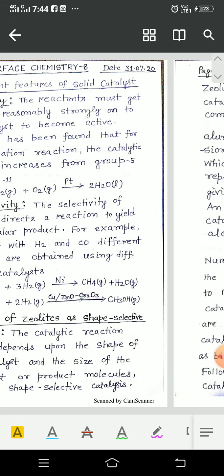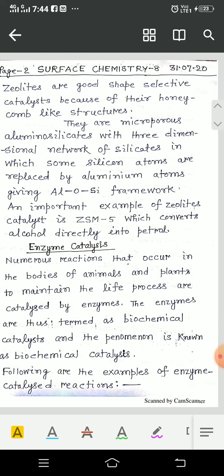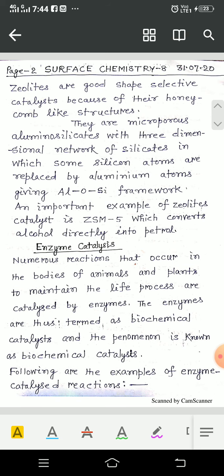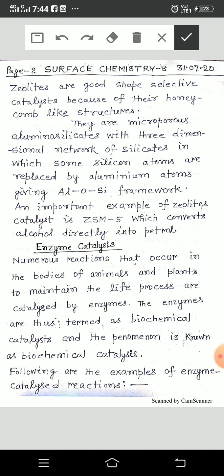Let us see on page number 2. Zeolites are good shape selective catalysts. This is the example of catalyst. Now about the enzyme catalysis. Numerous reactions that occur in the bodies of animals and plants to maintain the life processes are catalyzed by enzymes. So this is about the enzyme. Following are the examples of enzyme catalyzed reactions.